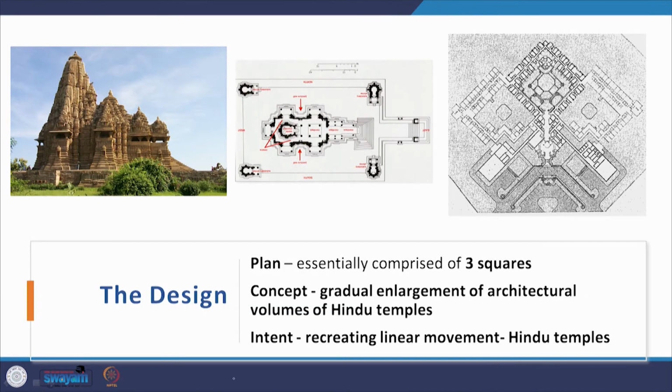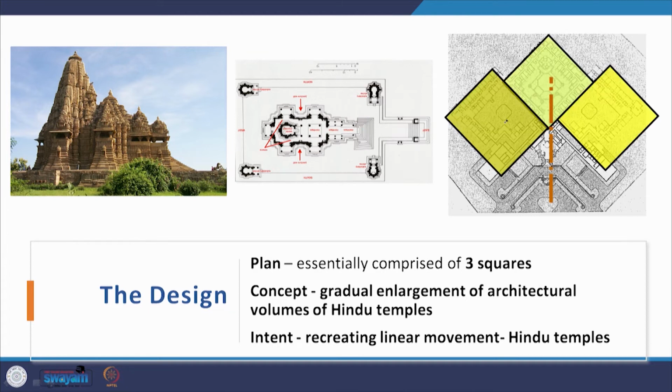and Buddhist. The plan is essentially made of 3 squares, 1, 2, 3. But these 3 squares are all of different sizes and they grow. This is the smallest, and I believe then this one followed by this one.